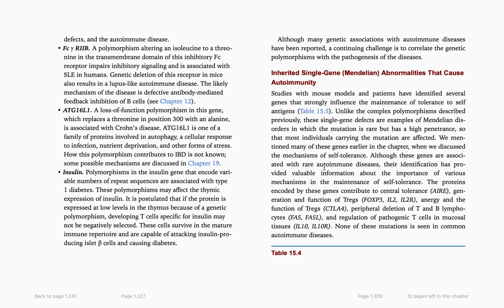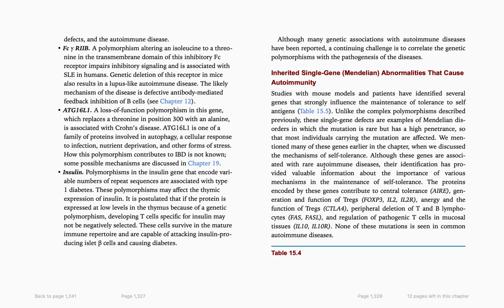We mentioned many of these genes earlier in the chapter. We discussed the mechanisms of self-tolerance. Although these genes are associated with rare autoimmune diseases, their identification has provided valuable information about the importance of various mechanisms in maintenance of self-tolerance.